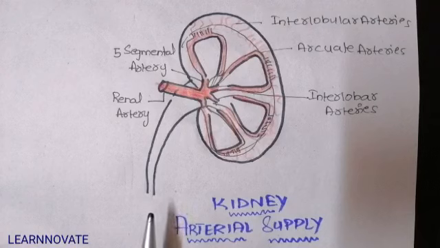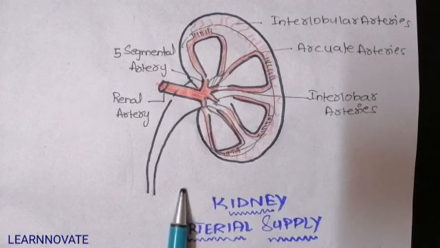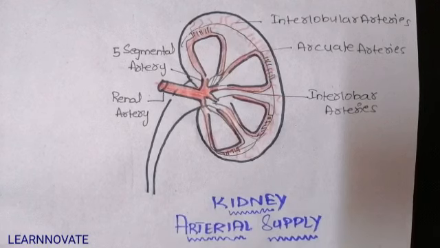Now the last one is the lymphatic drainage. The lymphatic drainage of the kidney is to the para-aortic lymph nodes or the lateral aortic lumbar lymph nodes. So this was about the vasculature and the arterial supply of the kidney, and we have discussed just the anatomy of the kidney in the previous session. So this was all about it.